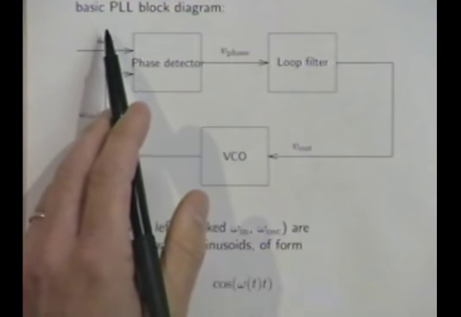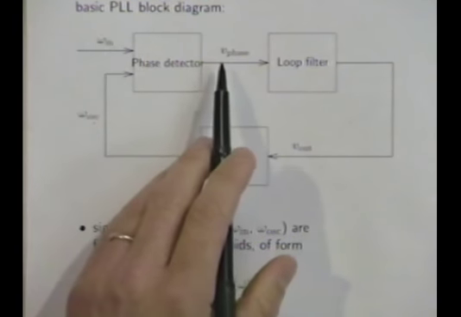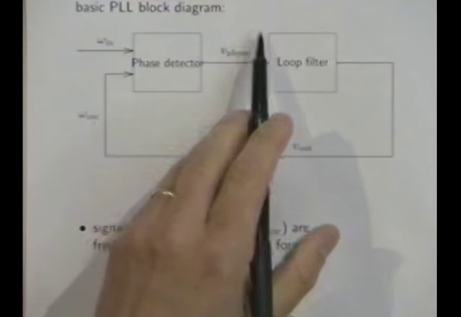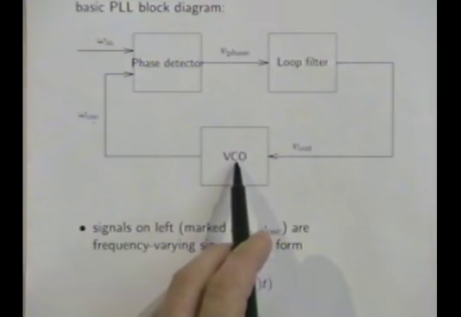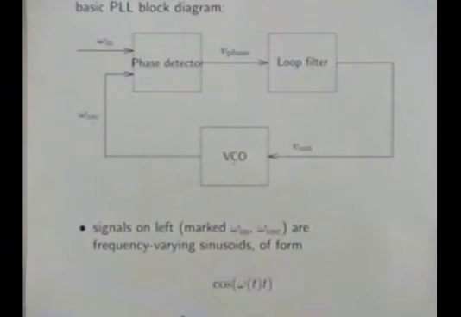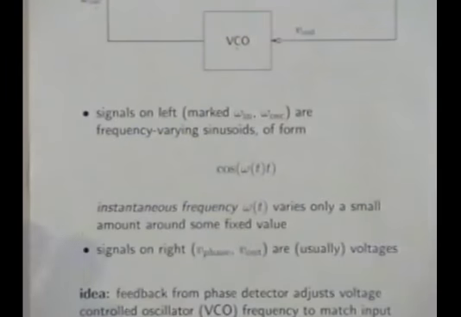If this frequency increases, what happens is the phase error rapidly starts increasing here. What that does is it instructs the VCO to start increasing its frequency to maintain the lock. And that's sort of the intuitive picture. But basically, it's a feedback system.